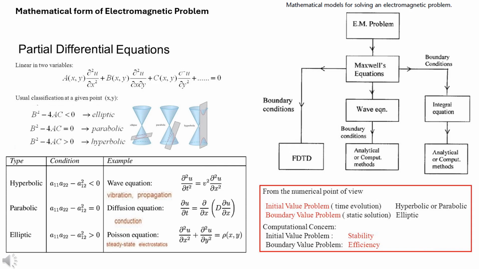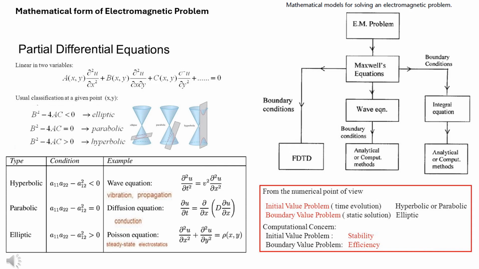Let's start by understanding what PDEs are. PDEs are mathematical equations that involve multiple independent variables and their partial derivatives. They are crucial for describing how physical quantities, such as electromagnetic fields, evolve in space and time. The classification of these PDEs depends on the nature of their second-order derivatives, and they are typically categorized into three types: elliptic, hyperbolic, and parabolic PDEs, each representing distinct physical phenomena.